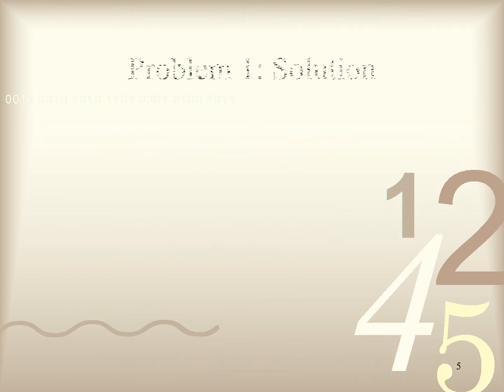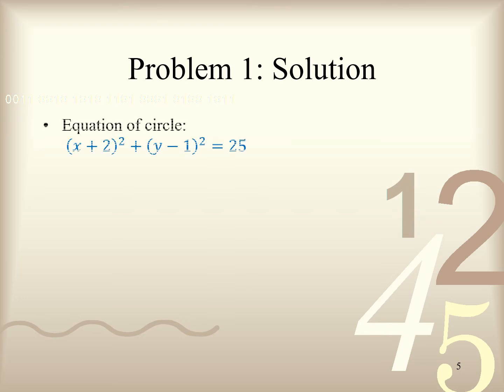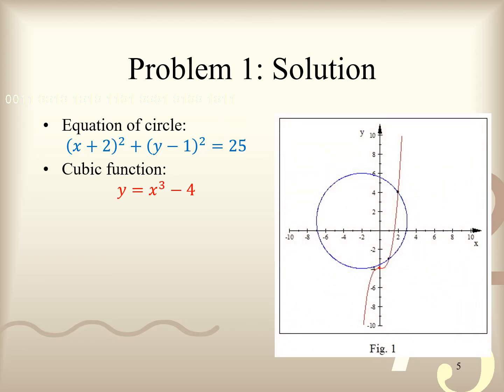Get ready folks, because here comes the solution for problem 1. The equation of the circle given in this problem is x plus 2 whole squared plus y minus 1 whole squared equals 25. The equation of the cubic function was already given as y equals x cubed, minus 4. The equations and the graphs are color coordinated in view of figure 1.